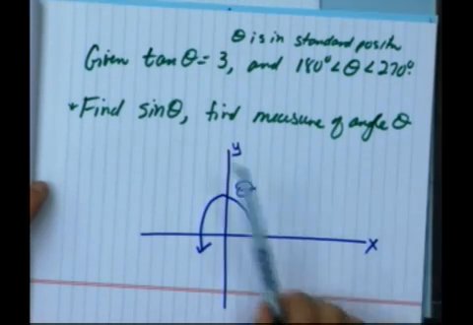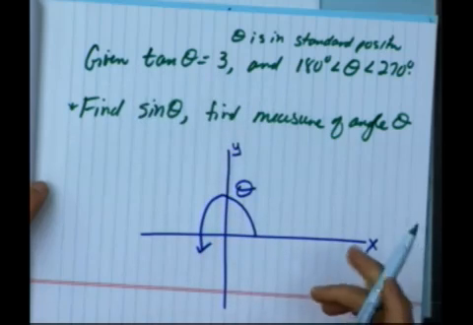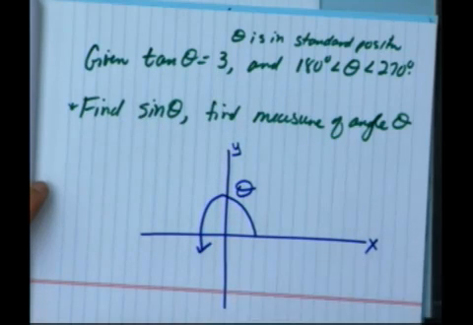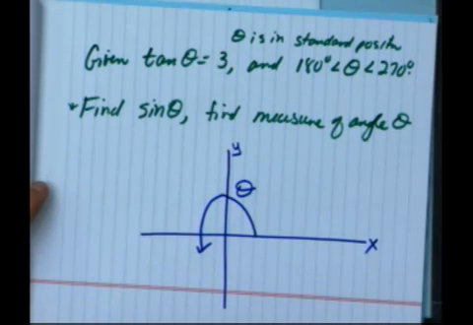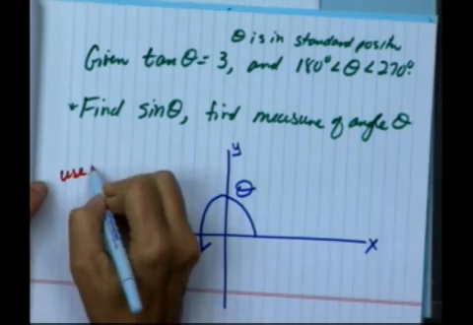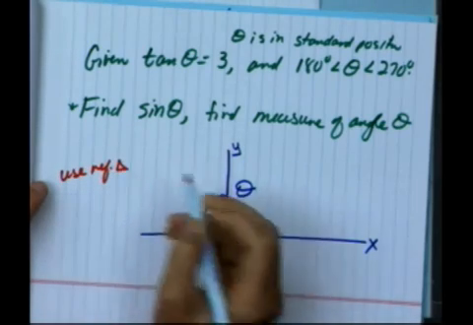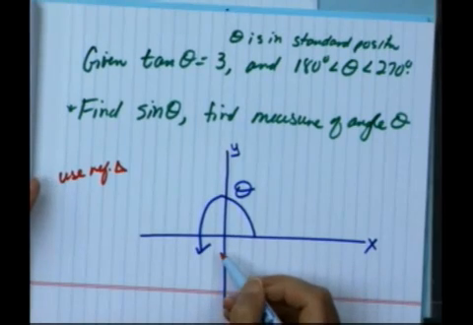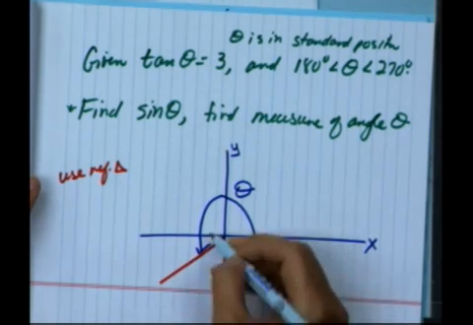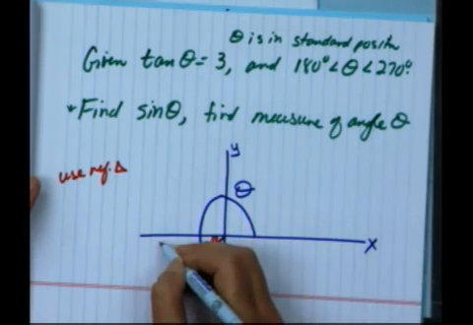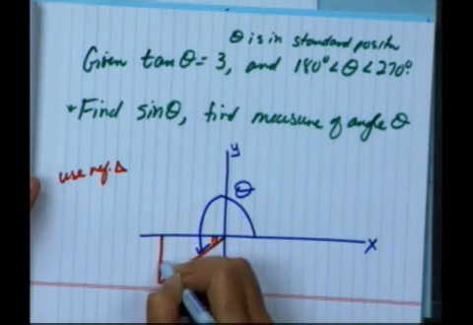All right, we know that the tangent of this angle theta is 3. So to help us, we're going to use our little reference triangle. Where do I find my reference angle, everyone? With respect to the x-axis. So here's going to be my little reference angle, and here's my little reference triangle.